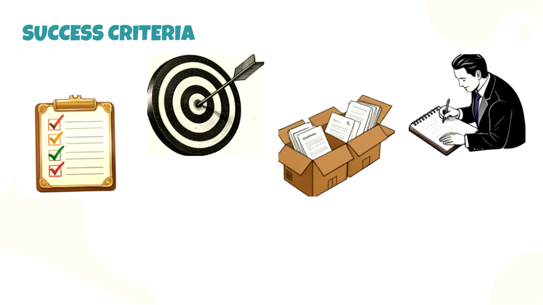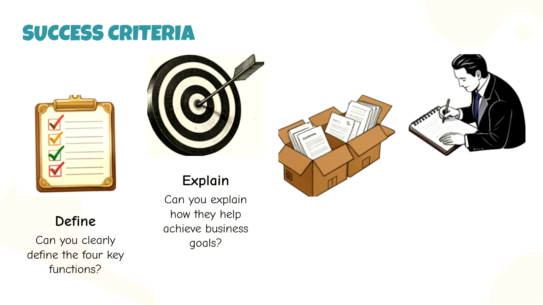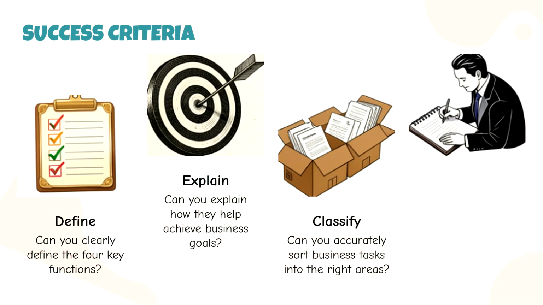What are the success criteria that you need to achieve by the end of this lesson? You need to be able to define the 4 key business functions and explain how they help to achieve the business goals. You need to be able to classify and sort the business tasks into the right key functions, as well as write a clear exam-style explanation.